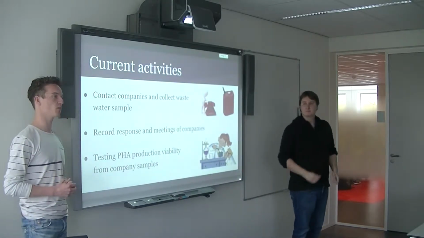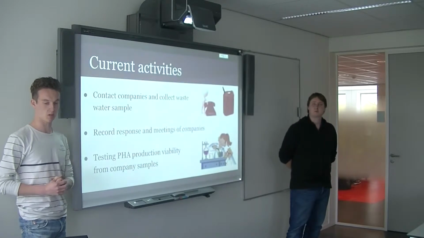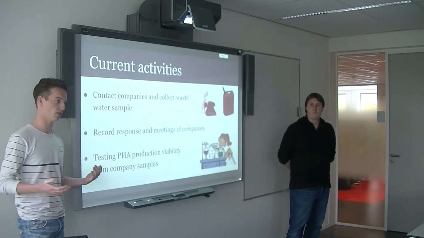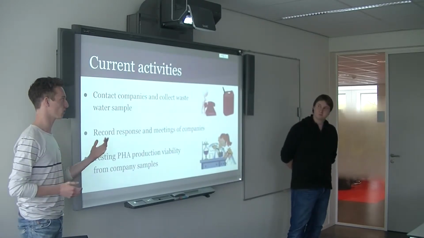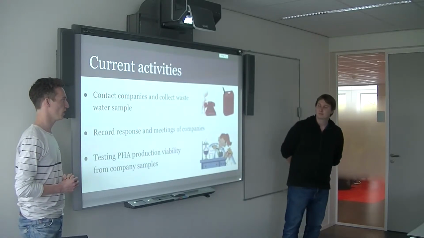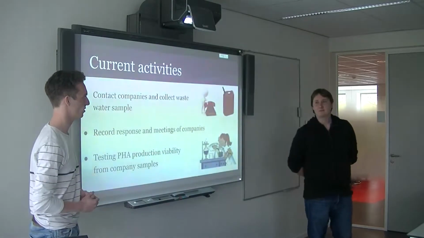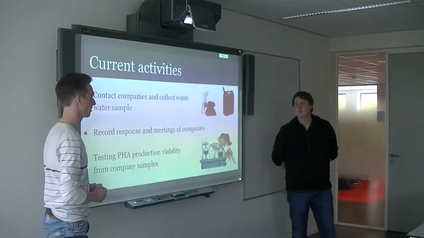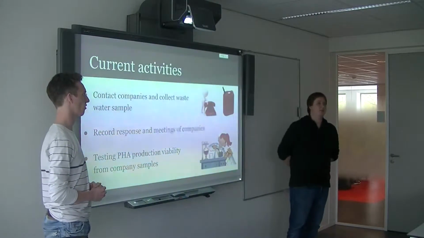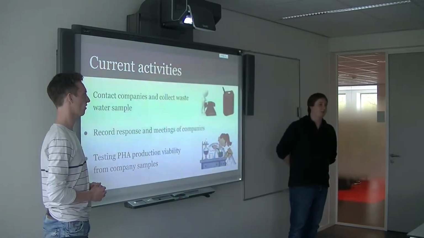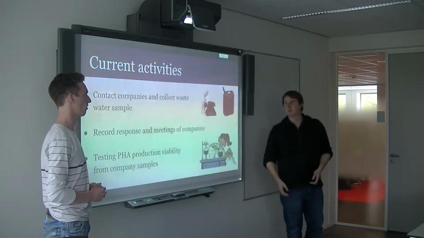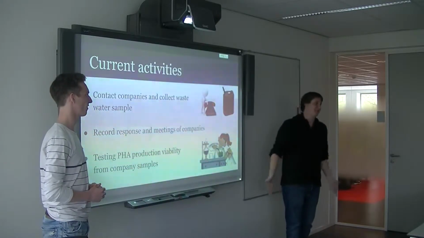After we have the samples, we can do the PHA production in the lab, as Mark said already in the first experiment. Can you maybe explain a bit more how we do the experiments, or how we're planning to do this? To produce PHA? Yeah. We take sludge from the water treatment plant, then we take the wastewater we got from the companies and mix it together.